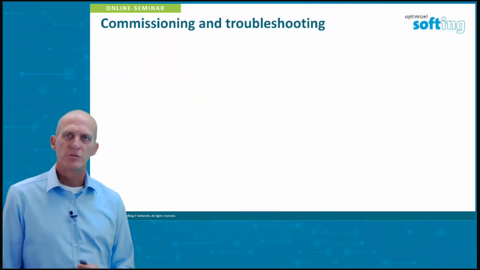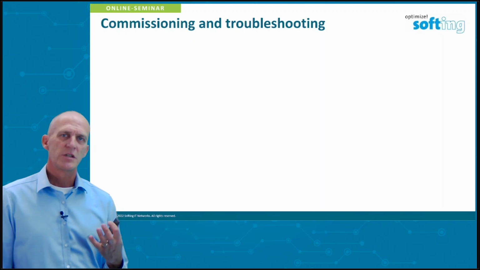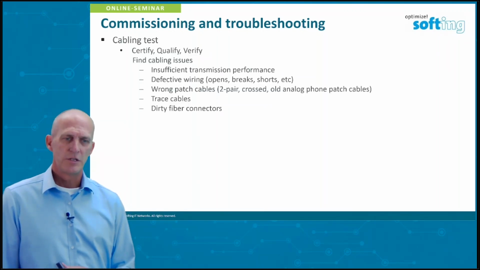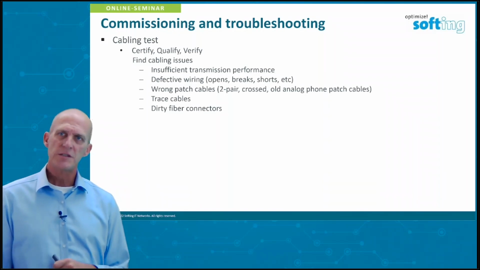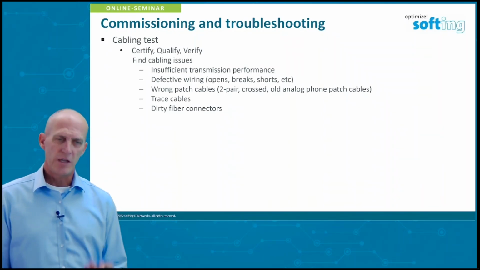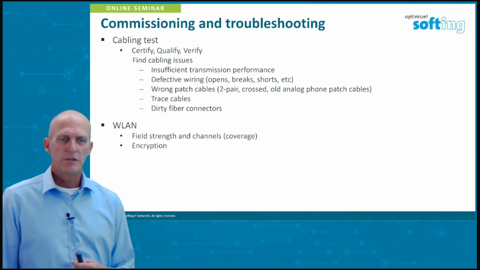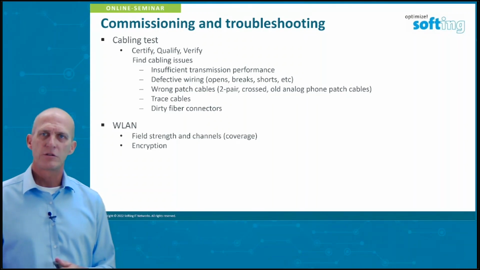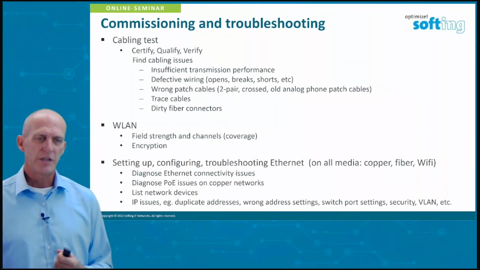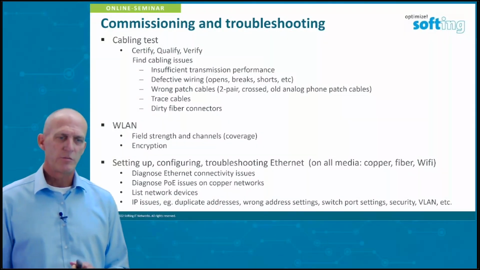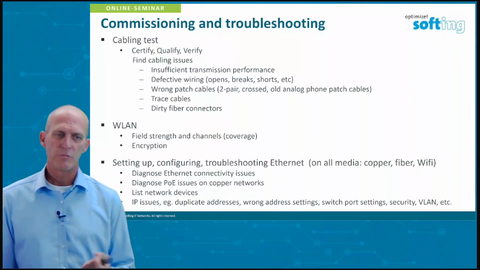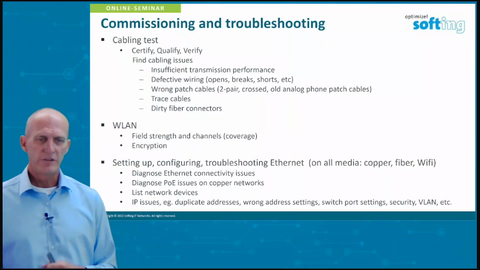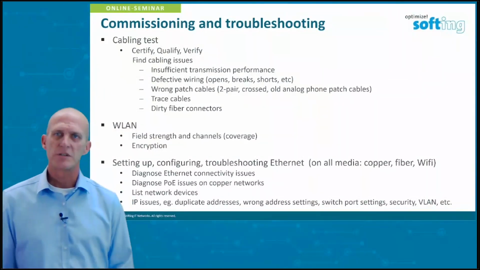When you do commissioning and troubleshooting, those testers are most useful for a network user, because with those testers you can find out if your network has a connection issue on some level. First of all, you can do the cabling test, qualify, certify, verify, to find out if the cabling is good or if you have cabling issues. And then on wireless LAN, you can test certain things like field strengths, channels, encryption methods, and all that. And then when setting up and configuring a network and troubleshooting Ethernet problems on all the media, copper, fiber, Wi-Fi, you can run diagnosis on the network, find, for example, power over Ethernet issues, list network devices, and run, as I said, several IP tests on that network.